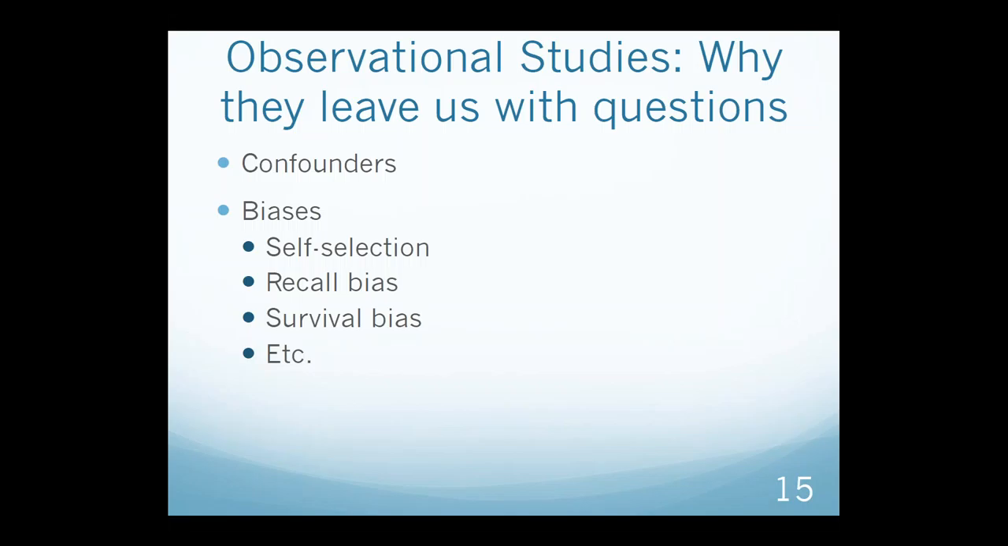So observational studies are easier compared to the controlled trials, but still they leave us with questions. We may have some confounders that we cannot control. And also there could be some biases like self-selection bias, recall bias, survival bias. Self-selection bias is when a patient selects his own group. So if they say that I don't want to be in the placebo group, I want to be in the treatment group, right? Then it's a self-selection bias. Or recall bias is when you don't have the information and when you go back and ask doctors who collected the data or ask the patients, they may not remember it correctly.